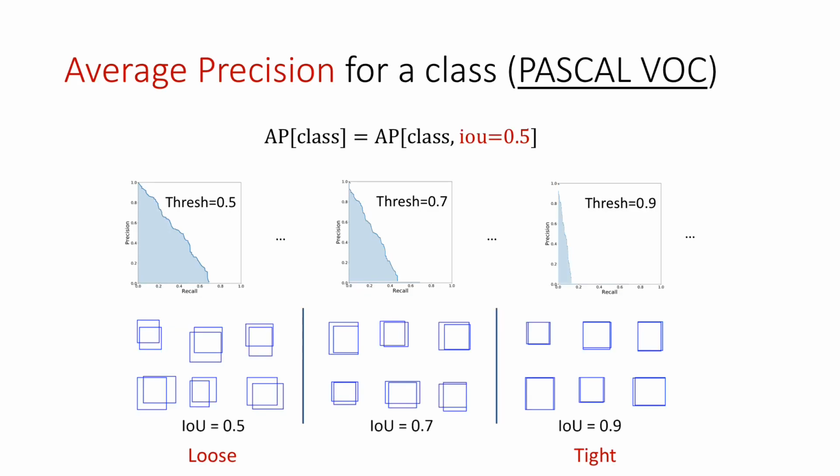When Pascal VOC was introduced, the choice at that time was to use IOU equals 0.5 as the single threshold at which to compute average precision. This means that the metric was only tuned to reward detections that are pretty loose. An algorithm would get no additional points for increasing the intersection over union of the objects it detects if nothing else about the system changed.